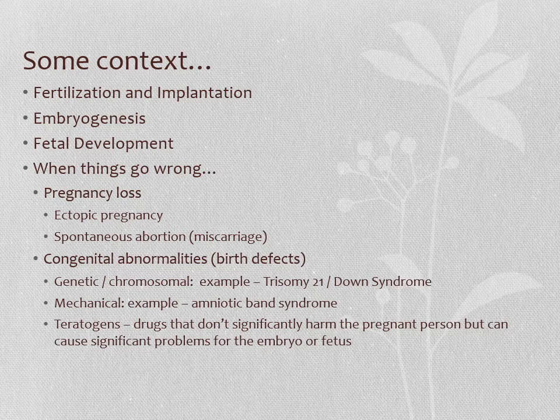We then talked about mechanical causes of abnormalities using the example of amniotic band syndrome, where the fetus can get its, most commonly, limbs wrapped around and tangled in these fibrous bands of tissue that can then cut off circulation to that developing area of the body. And then now today we're going to talk about teratogens.